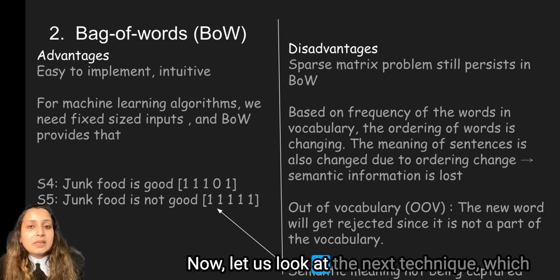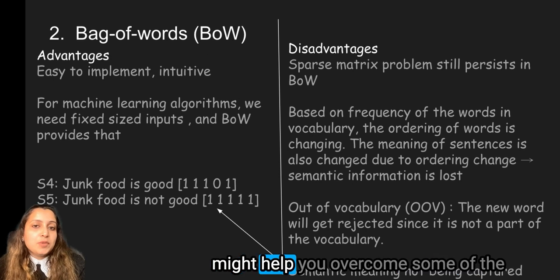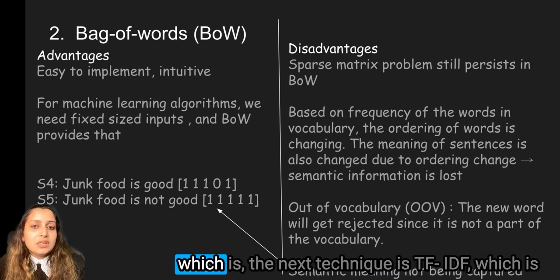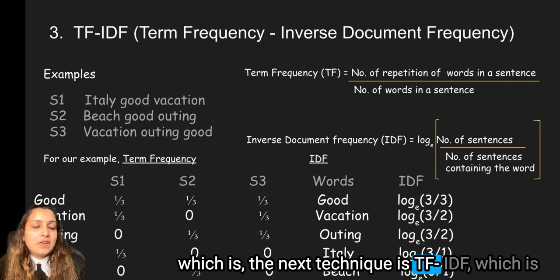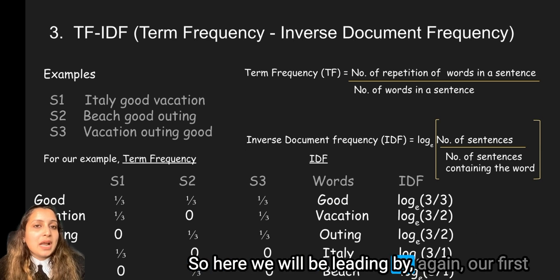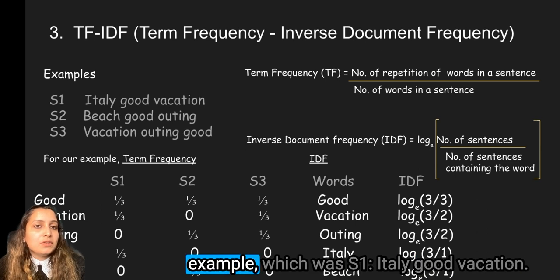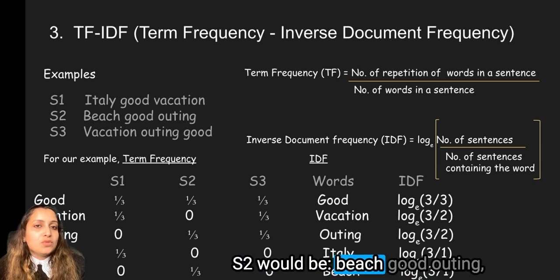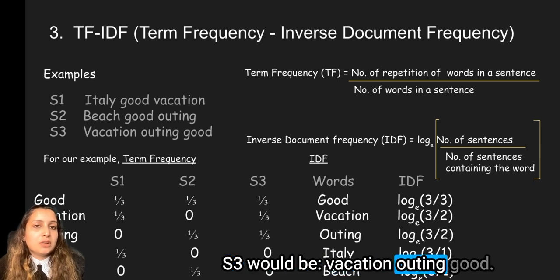Now let us look at the next technique, which might help you overcome some of the disadvantages of the first two techniques. The next technique is TF-IDF, which is term frequency inverse document frequency. So here we will again use our first example, where S1 is Italy good vacation. I have removed all the stop words and lowercased everything. S2 would be beach good outing. S3 would be vacation outing good.